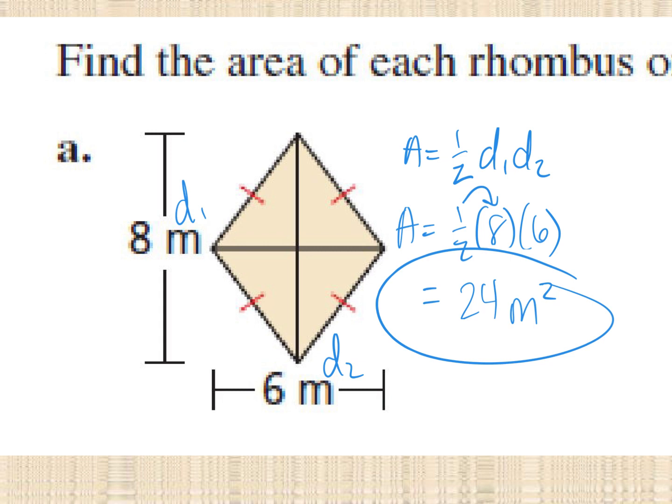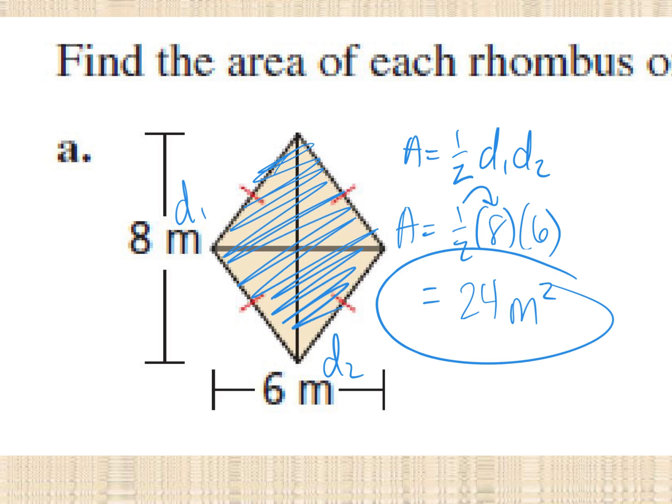Yeah, Sophia. Does it matter which side you put in D1 and D2? D1 and D2 does not matter, okay? You could have done 1/2 times 6 times 8. You would have gotten 3 times 8, which is also 24. Okay? Yeah, Cody? Now the 24 meters squared is the whole entire area of this entire figure. Yep. Cool beans. Any other questions?